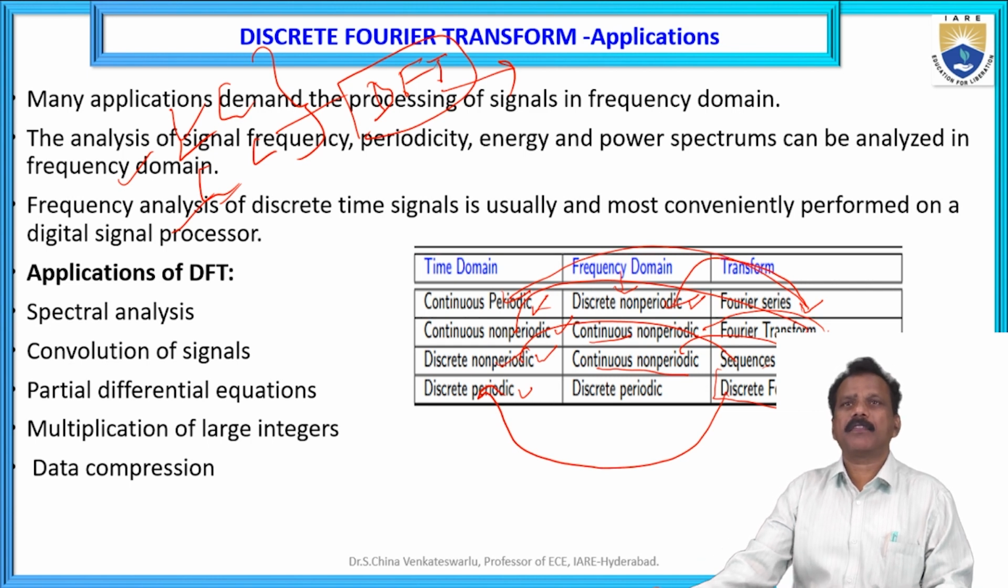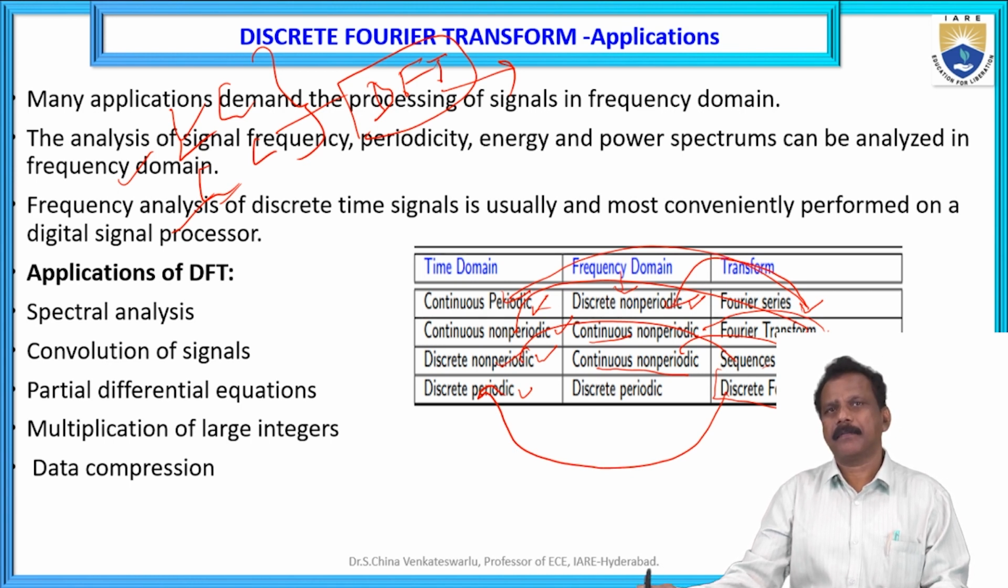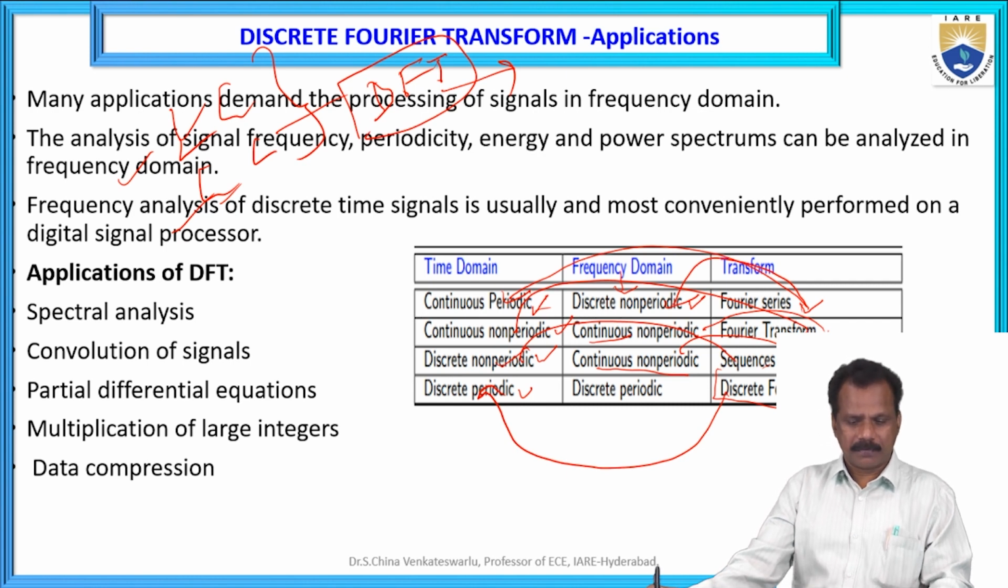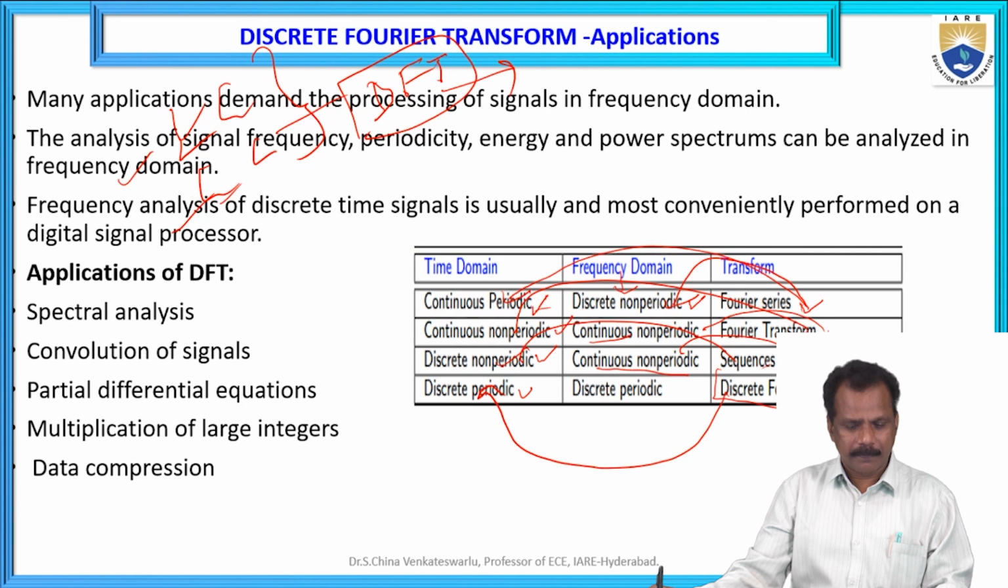With the help of the DFT, we can do linear convolution or circular convolution. So discrete Fourier transform applications are many, but the major applications are spectral analysis, convolution of signals, partial differential equations, multiplication of large integers, and data compression.